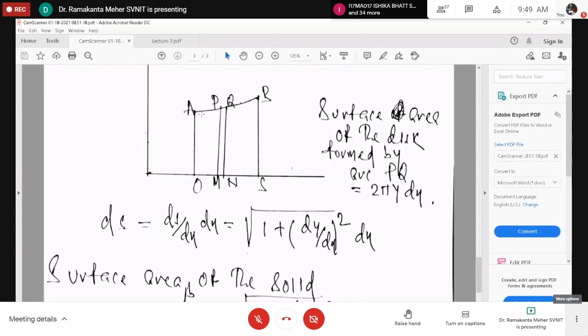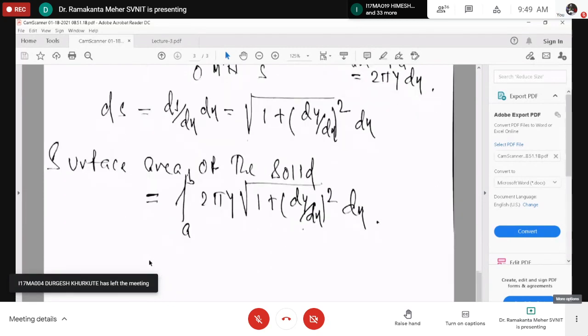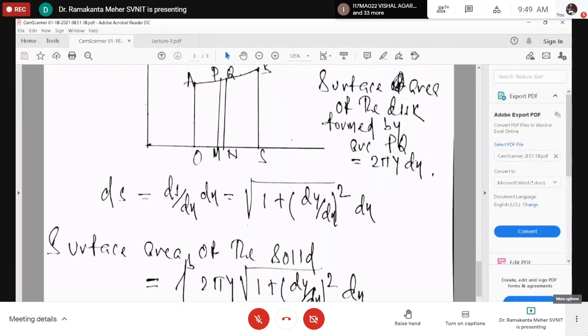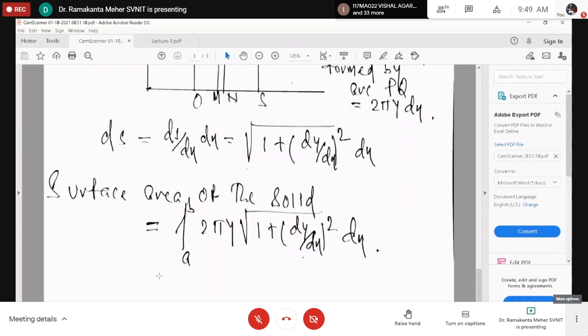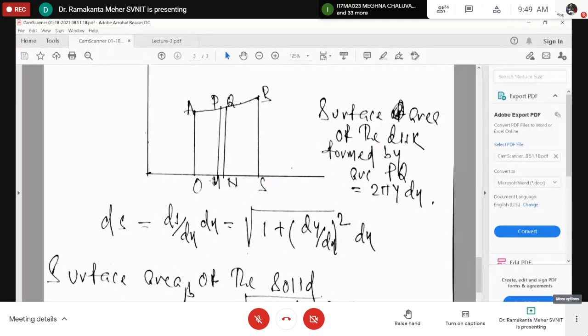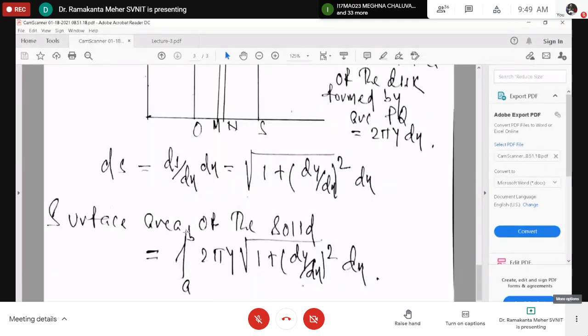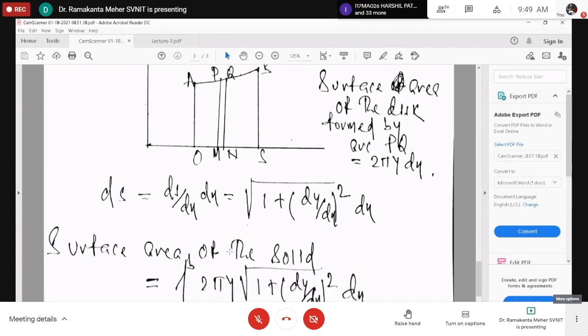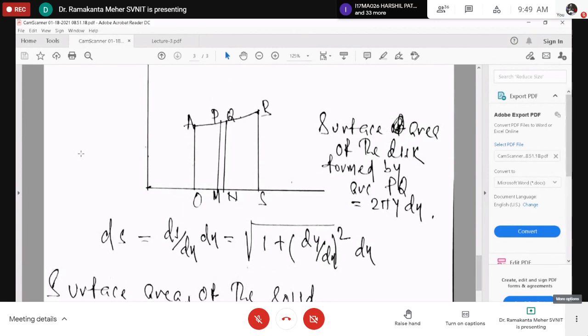Now, if we consider the whole arc AB and try to find out the surface area of revolution of the whole arc AB around the x-axis, we can write the surface area of the solid as 2 pi y, this ds that we have obtained from PQ, and since we are taking the whole arc AB, the integration ranges from A to B, 2 pi y root over this one into dx. So in this case, it will give you the surface area of revolution of this whole arc AB around the x-axis. If someone wants to find the surface area of revolution around the y-axis, then also you can find it.